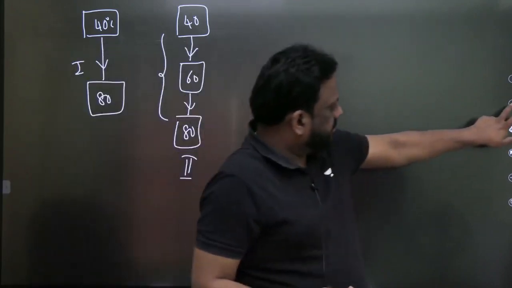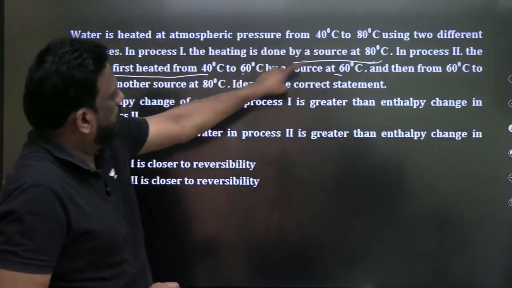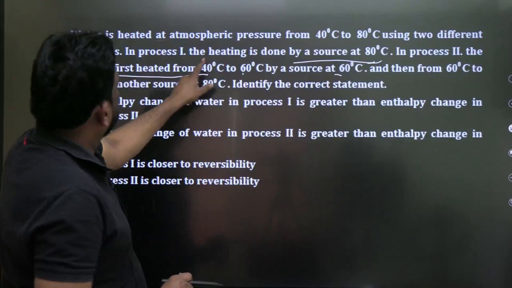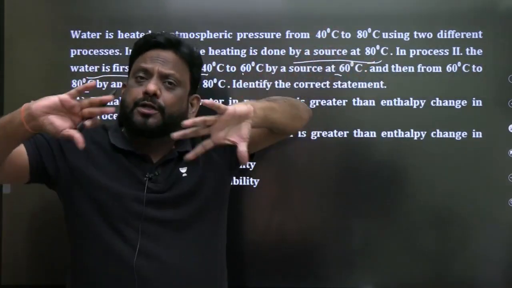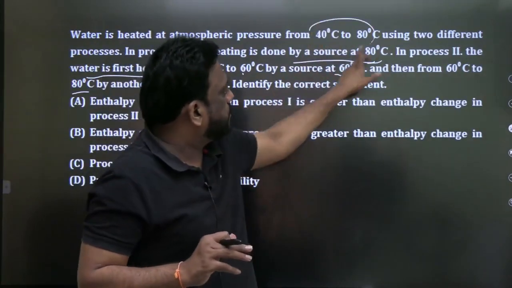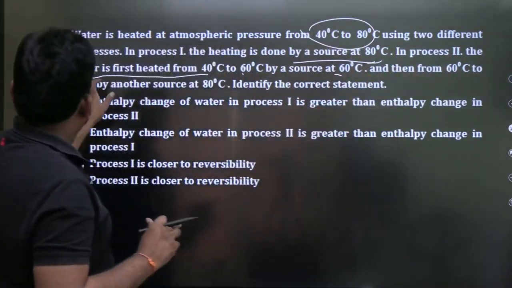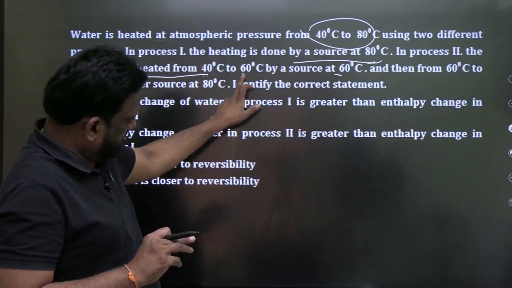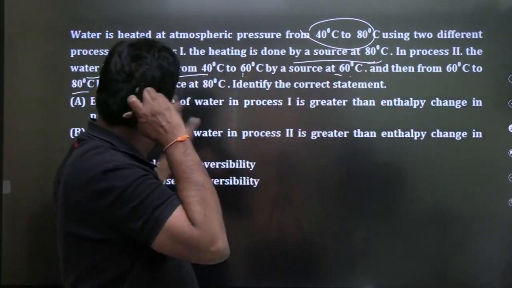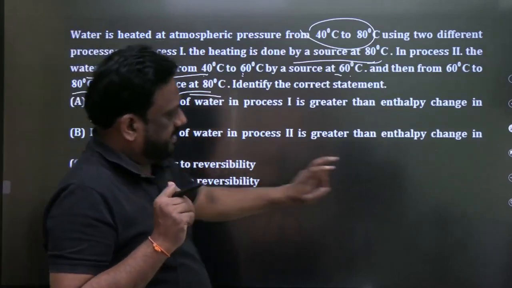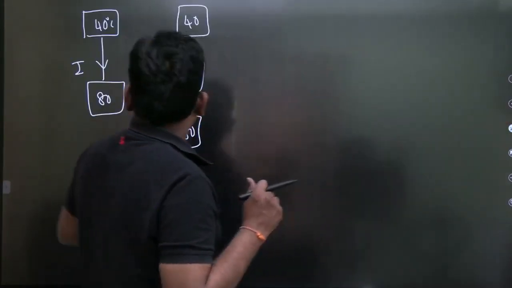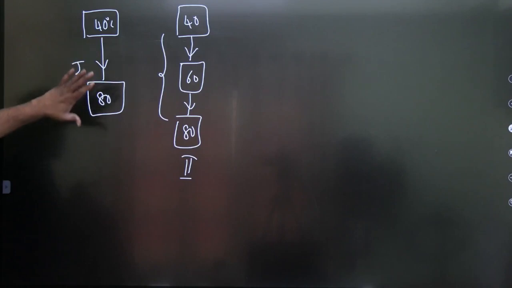Let me read the question carefully. In process 1, heating is done by a source at 80. So you are heating from 40 to 80 in a single stage in process 1. In process 2, the water is first heated from 40 to 60, then again from 60 to 80 by another source at 80. Identify the correct statements. Please, ek baar check kar lena. In one case, directly it is heated from 40 to 80.